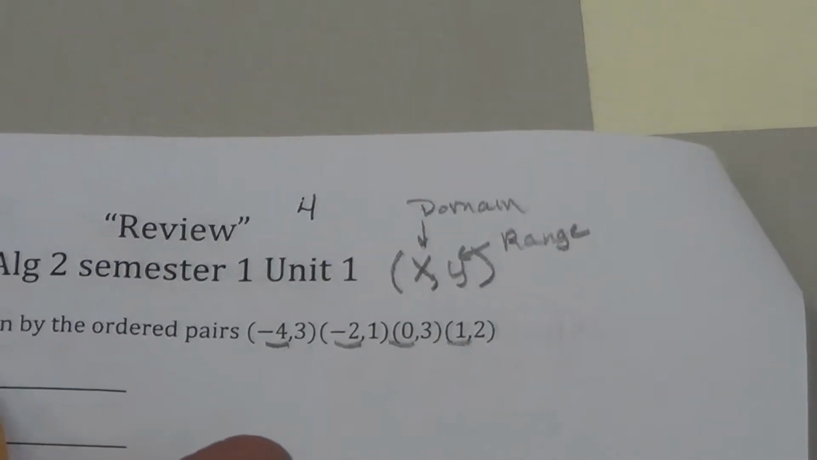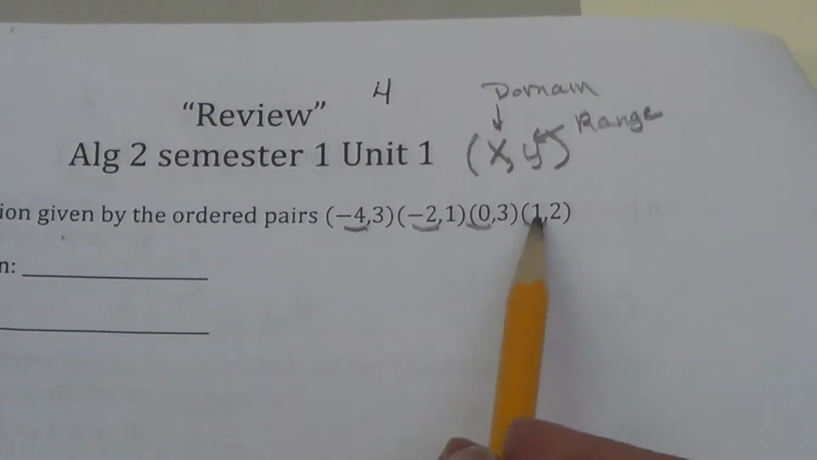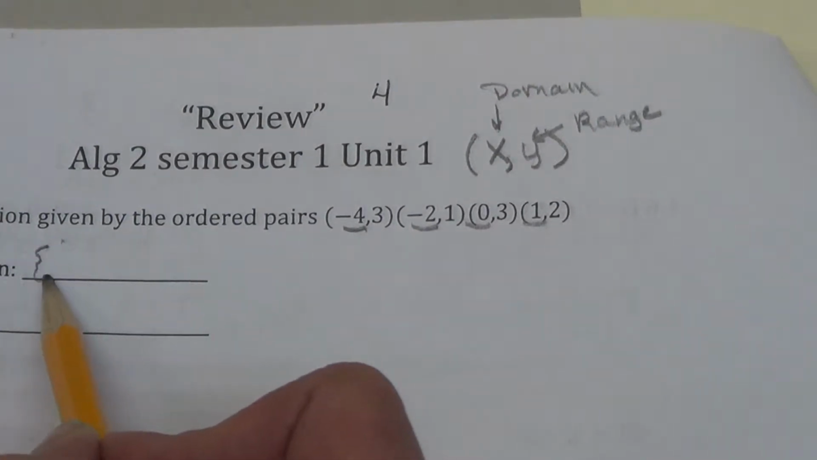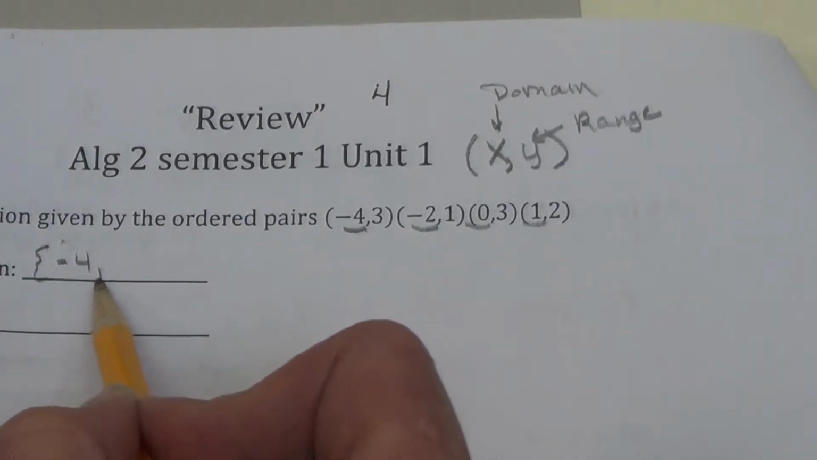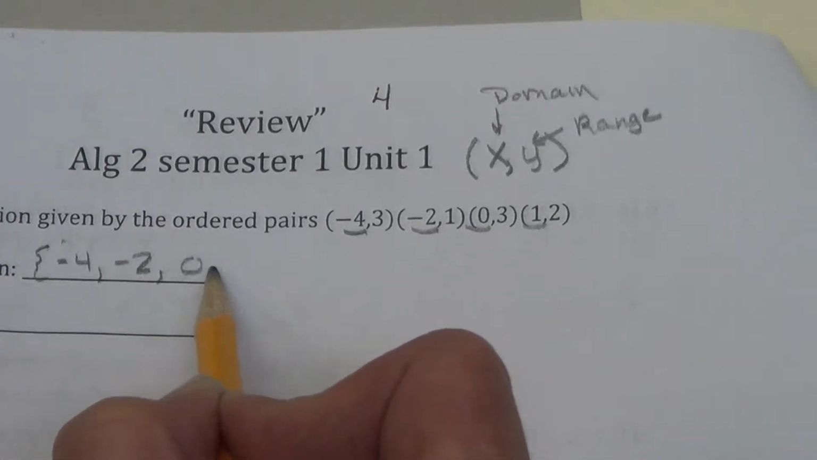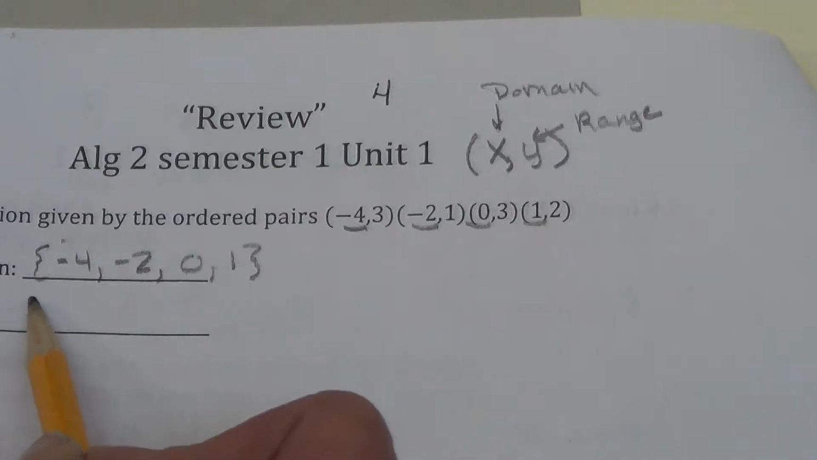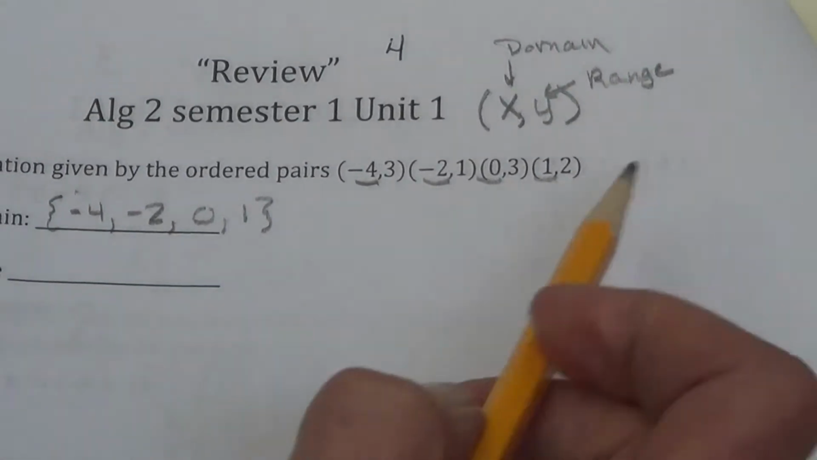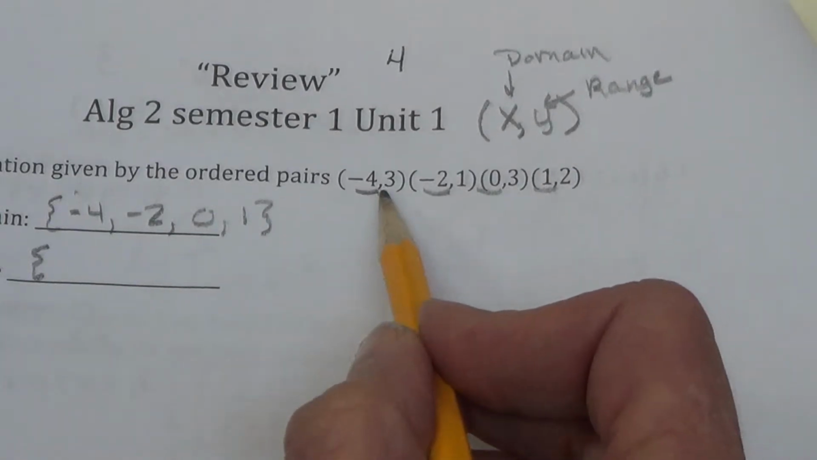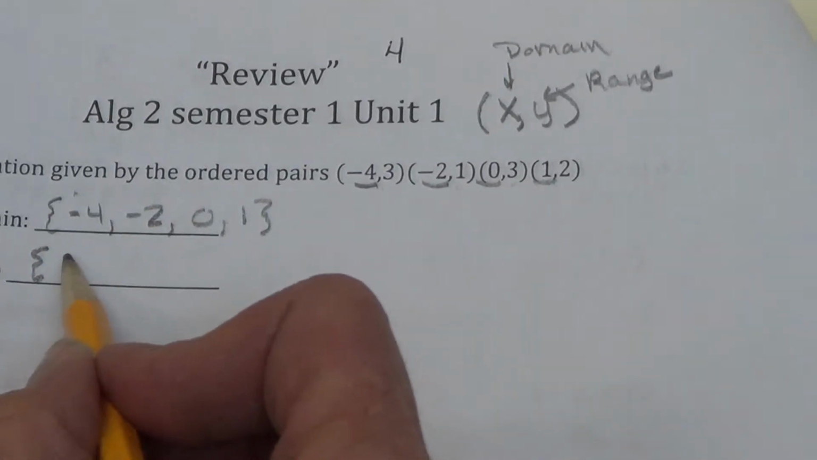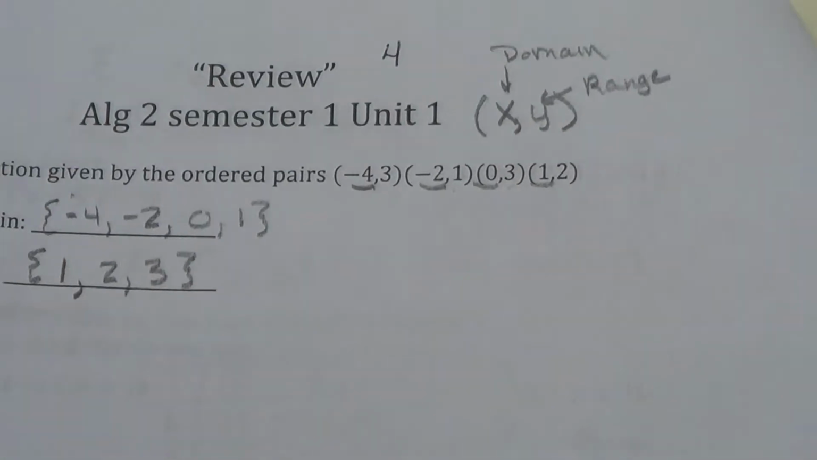When you list the domain to identify it, please don't ever, ever, ever list any value twice. So you set it with a set. Go from smallest to biggest. They're already in order: -4, -2, 0, and 1. In the range, it would be the girl, she's following him in each pair. Again, put it in order, so we have 3, 1, 3, 2. So 1 would be the smallest, then 2, and then 3. Don't list the 3 twice.